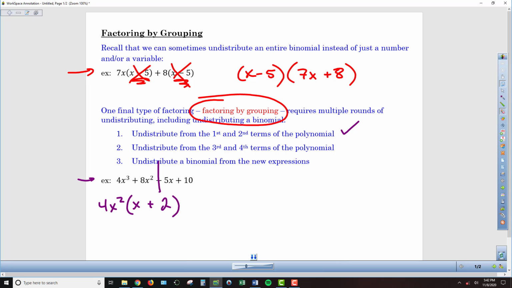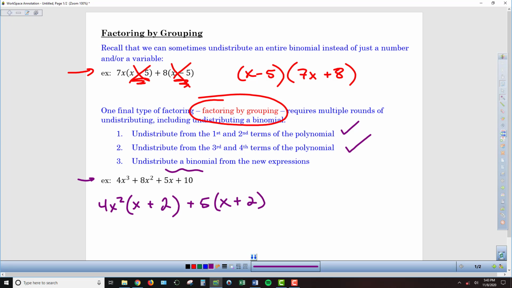And so now I need to do the same thing for the second half here, where I'm going to have to figure out what can I factor out from both 5x and 10. Now hopefully we see that 5 divides evenly into both of those pieces. And so left behind inside the parentheses on this second half of the problem, 5 times x would get me back to 5x, and then 5 times 2 will get me back to 10. So now I've completed the second step, where I've undistributed from the third and fourth terms, from the back half of the expression.